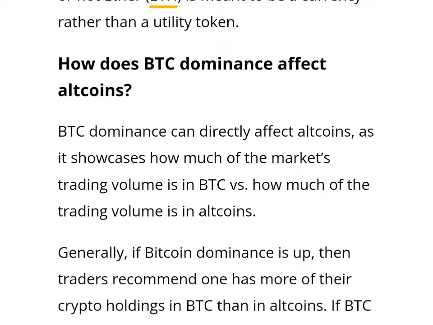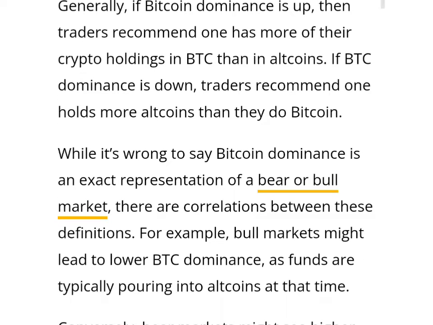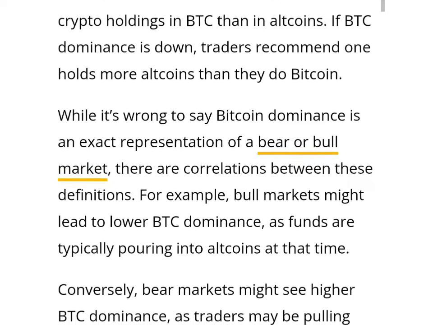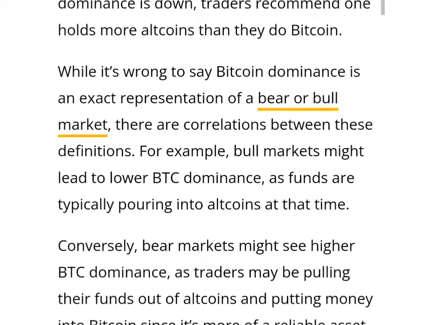How does BTC dominance affect altcoins? BTC dominance can directly affect altcoins, as it showcases how much of the market's trading volume is in BTC versus how much of the trading volume is in altcoins. Generally, if Bitcoin dominance is up, then traders recommend one has more of their crypto holdings in BTC than in altcoins. If BTC dominance is down, traders recommend one holds more altcoins than they do Bitcoin.